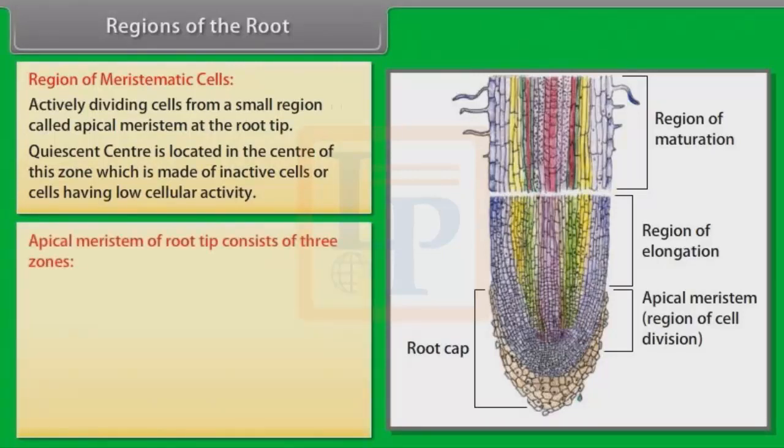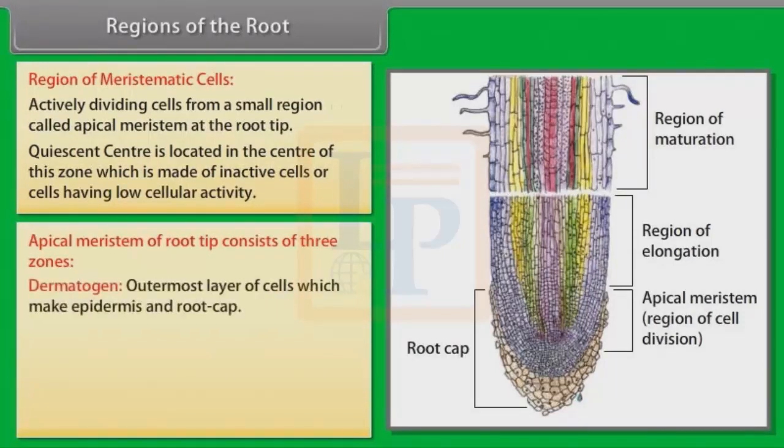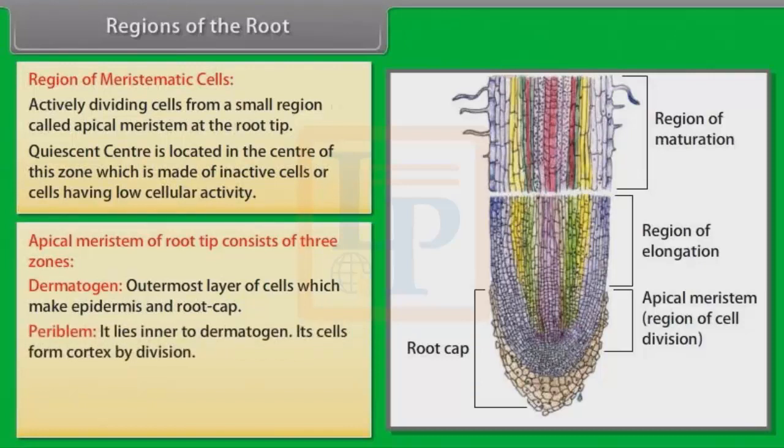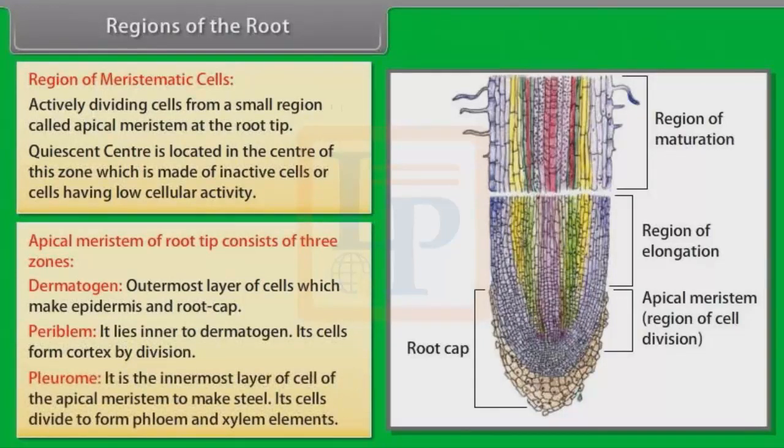Apical meristem of root tip consists of three zones: dermatogen, the outermost layer of cells which make epidermis and root cap; periblem, which lies inner to dermatogen. Its cells form cortex by division. Plerome. It is the innermost layer of cells of the apical meristem to make stele. Its cells divide to form phloem and xylem elements.